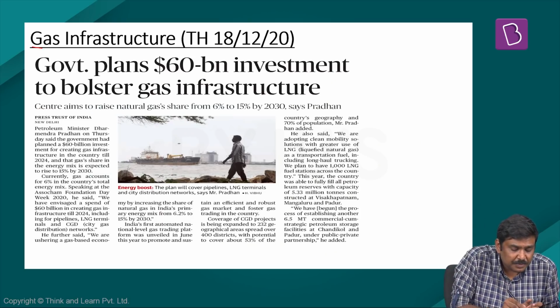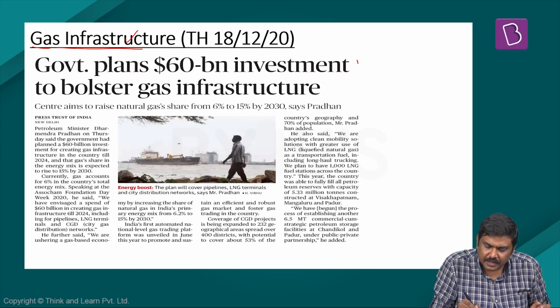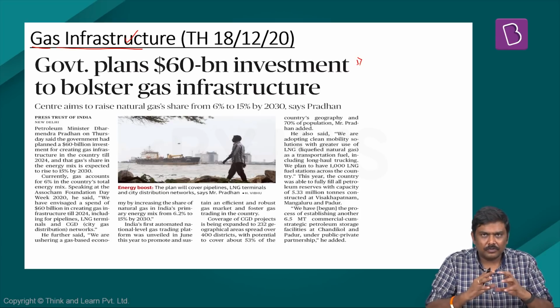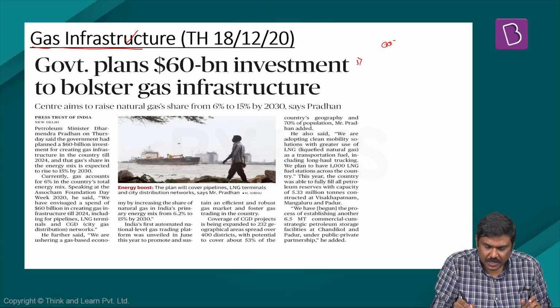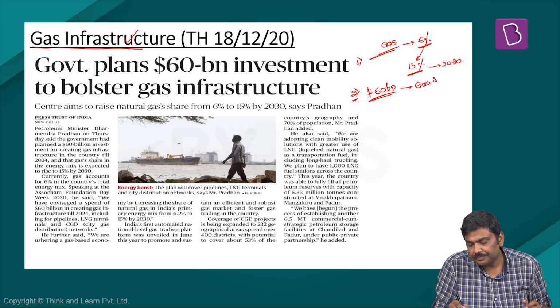The next article is with respect to the announcement of Government of India to develop gas infrastructure. Certain very important points given in the article are: 1. Currently, out of the total energy mix, the share of natural gas is around 6%. And Government of India wants to increase this to 15% by 2030. Second very important point: Government of India has proposed to invest $60 billion to develop gas infrastructure. And this particular investment is expected to happen in the next 4 years, that is till 2024.